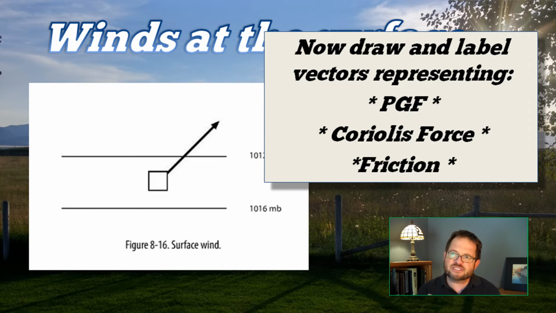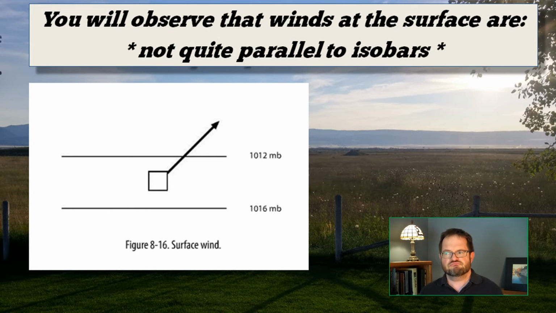Alright, and then you do the same sort of thing for some locations on a series of weather maps where they aren't telling you if this is an area of high pressure or if this is an area of low pressure. And it's an interesting activity. It's worth the work. What you'll notice is that at the surface, the winds are not quite parallel to isobars.